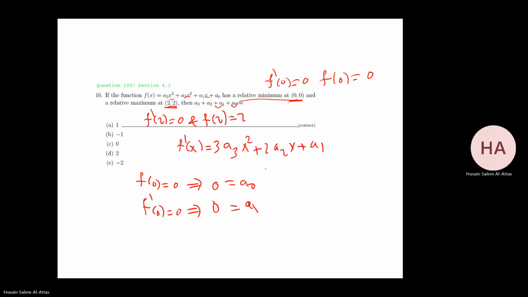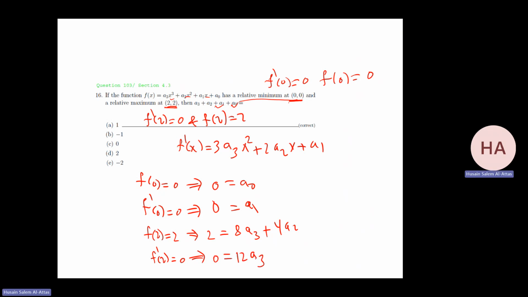So f at 2 equals 2. I have 2 equals 8a3 plus 4a2. a1 and a0 are 0. F prime at 2 equals 0. So I have 12a3 plus 4a2 equals 0. Subtract them. I have 2 equals -4a3. So a3 is minus half.